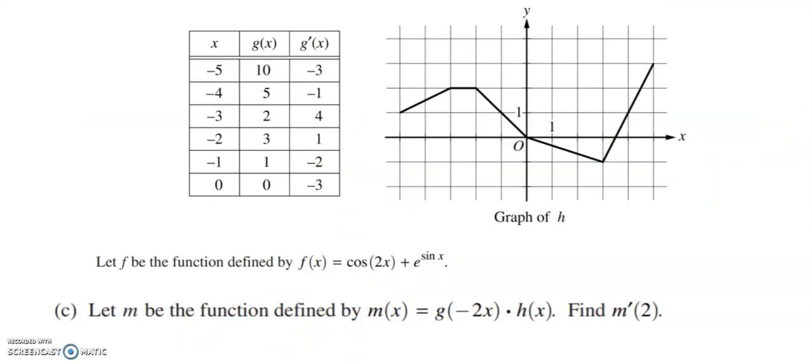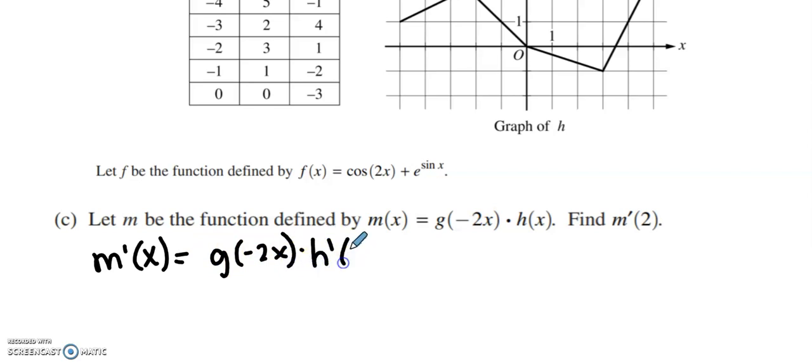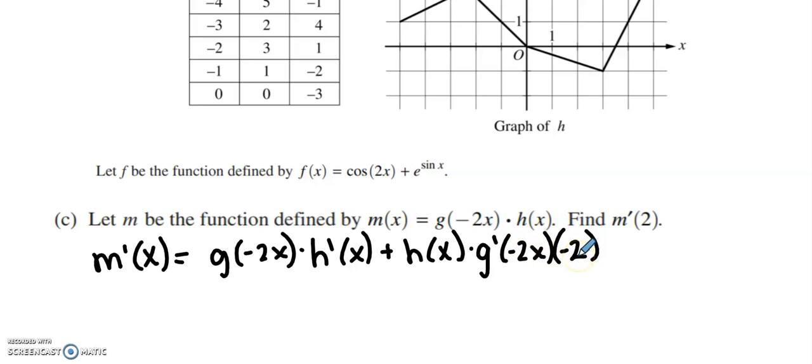All right, we have m is g of 2x times h of x. Find m prime of 2. Before I can find m prime of 2, I need to just find m prime of x. So I'm going to take the first times the derivative of the second plus the second times the derivative of the first. And that's got a chain rule involved there.